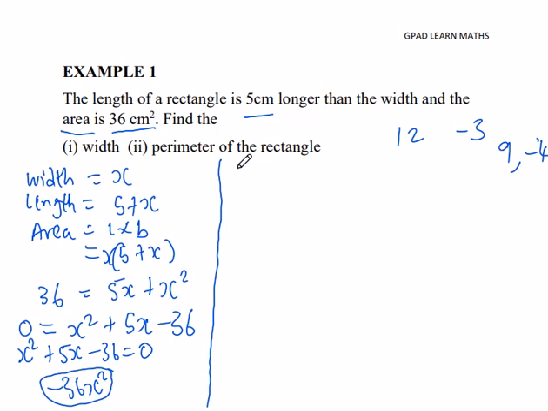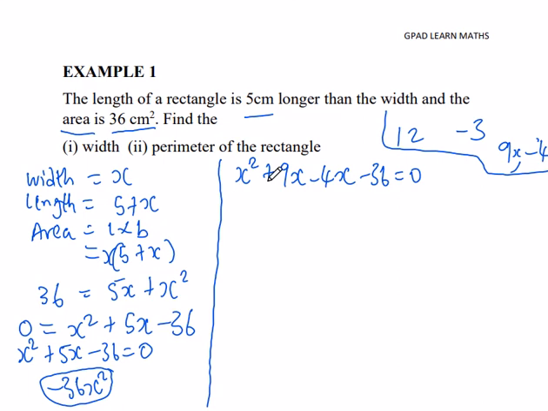So I'll rewrite this as x squared plus, instead of writing 5x, I'm going to write these two terms, 9x minus 4x, then minus 36 is equal to 0. So this is now what I have. I just replaced 5x with 9x and minus 4x. I didn't really change anything because 9x minus 4x will still give you 5x.